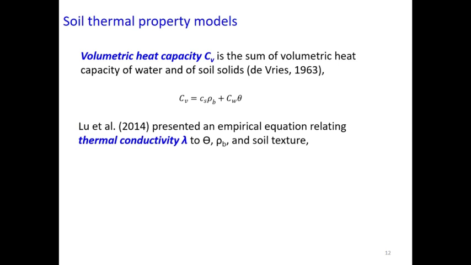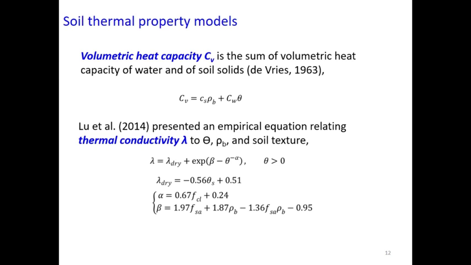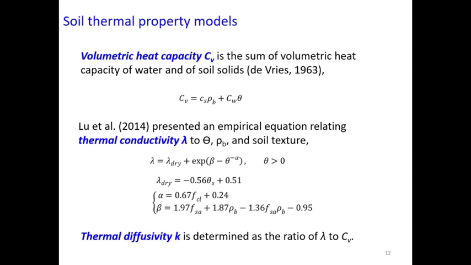And Lu 2014 presents an empirical equation relating soil thermal conductivity to water content, bulk density, and soil texture. It's an exponential equation. Here, lambda dry is the dry thermal conductivity estimated by soil porosity. And alpha and beta are shape factors that can be estimated by the soil particle size information and the bulk density. Here, FCL and FSA are the USDA fractions of clay and sand, respectively. The soil thermal diffusivity is determined as the ratio of thermal conductivity to volumetric heat capacity.